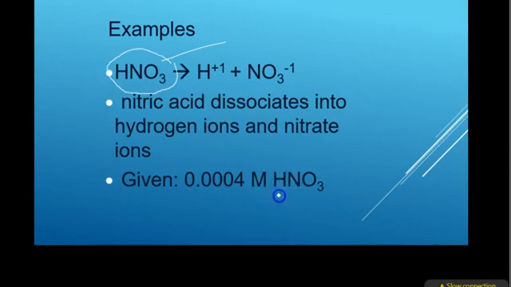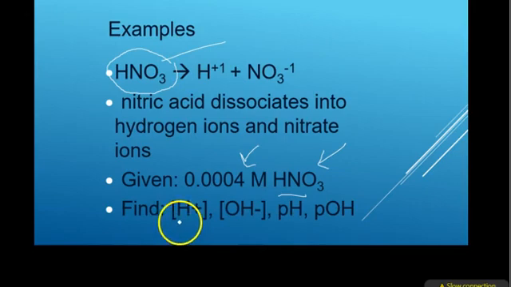So they're going to give you 0.0004 molar nitric acid. This is its concentration. It's not very concentrated. It's 0.0004 molar of this strong acid. All right. So what I want to do is go all the way around the square because they're asking me to find the H plus, the OH minus, the pH, and the pOH. So I want to be able to go all around the square using that number.